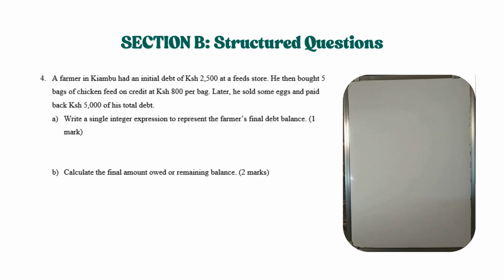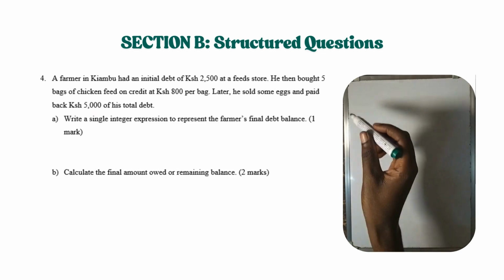Question 4. A farmer in Kiambu had an initial debt of 2,500 at a feed store. He then bought 5 bags of chicken feed on credit at 200 per bag. Later, he sold some eggs and paid back 5,000 Kenyan shillings of his total debt. Write a single integer expression to represent the farmer's final debt balance.